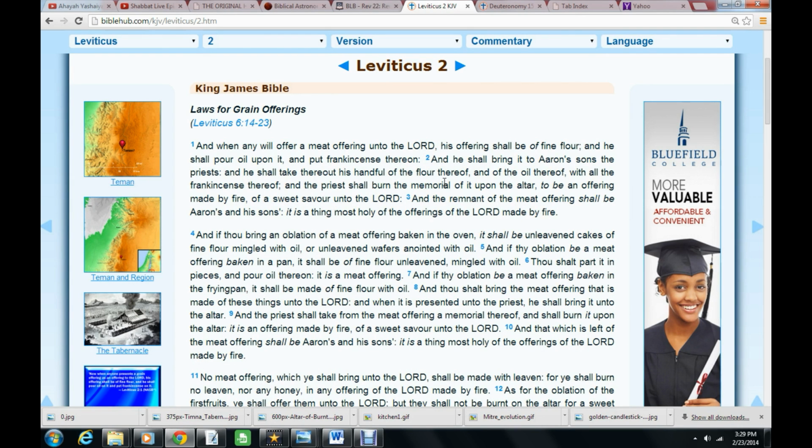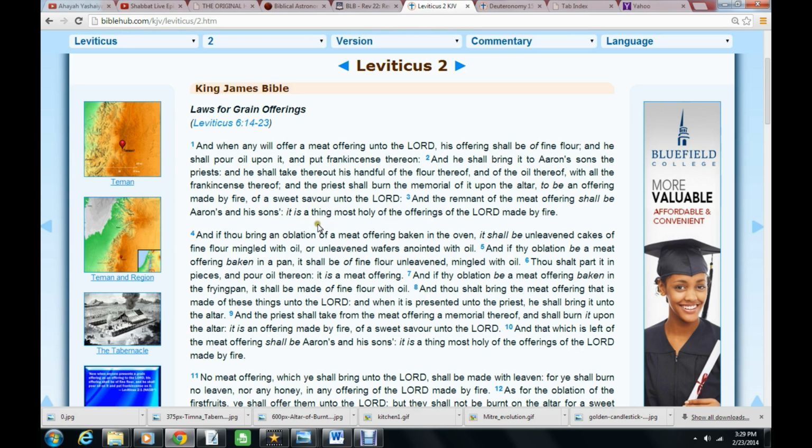And he shall bring it to Aaron's sons the priests, and he shall take thereout his handful of the flour thereof, and of the oil thereof, with all the frankincense thereof, and the priest shall burn the memorial of it upon the altar, to be an offering made by fire, of a sweet savour unto the Most High. And the remnant of the meat offering shall be Aaron's and his sons', the priests' and his children's.